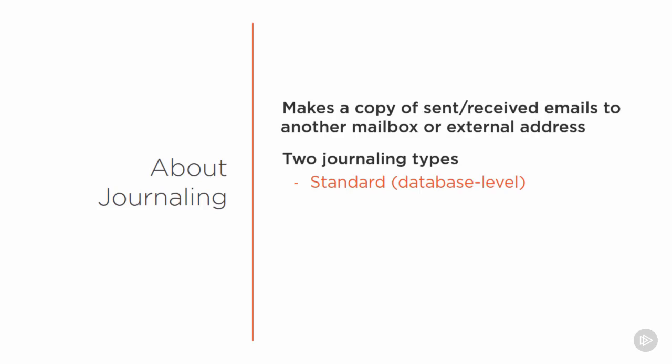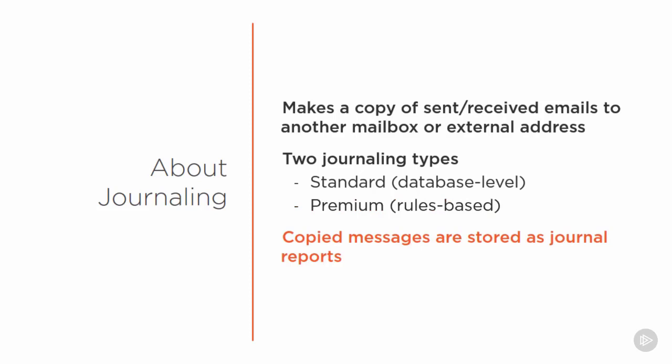Standard journaling is configured at the mailbox database level. All messages sent or received by mailboxes hosted on that database will be journaled. Premium journaling is configured as a series of rules, similar to transport rules, and they can be applied in a slightly more targeted manner. You can specify that only specific recipients in the organization be journaled, or only journal emails sent outside the organization.